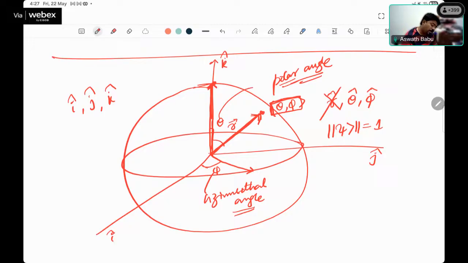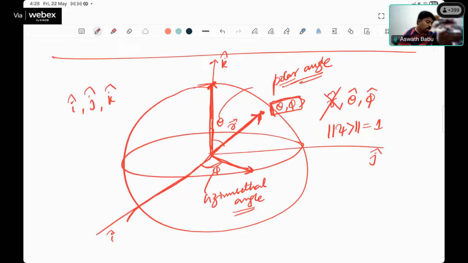And our position vector makes a shadow on the equatorial plane. What is the equatorial plane? You just chop this sphere exactly in the middle, you get the equatorial plane, the equator. On the equator, there is a shadow created. That shadow makes an angle phi with the x-axis. So that is the azimuthal angle or equatorial angle.